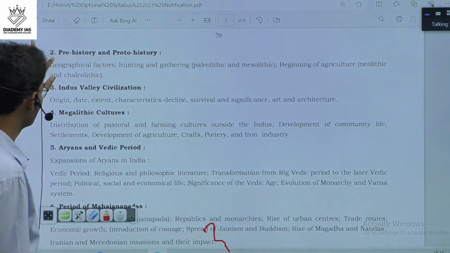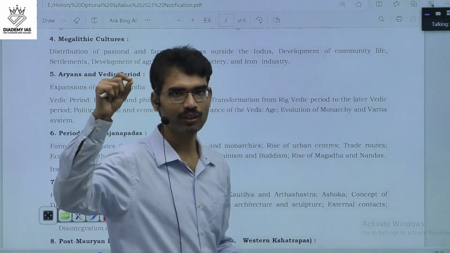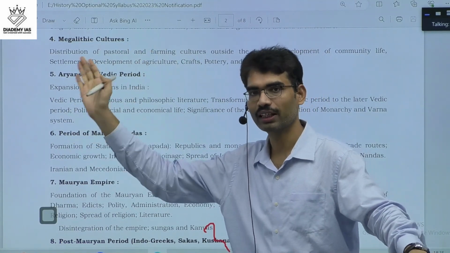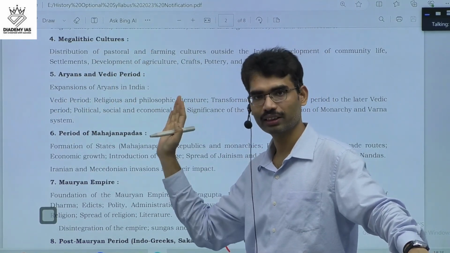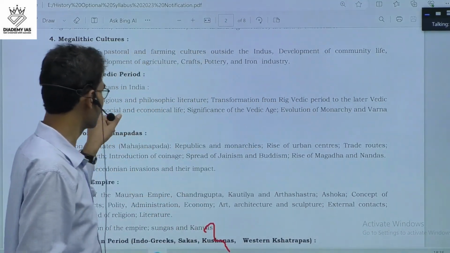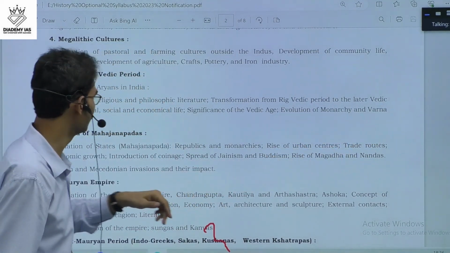Now you see this. Next, Aryans and Vedic period. If you consider from 1500 BC to 600 BC, first one is called early Vedic, second one is called later Vedic. Now what we'll study? Expansion of Aryans in India. Expansion means the geographic location where they settled.